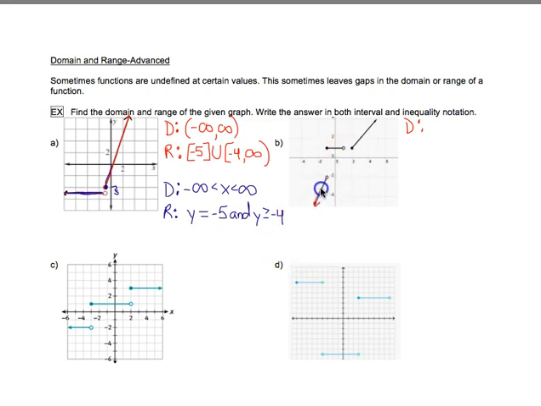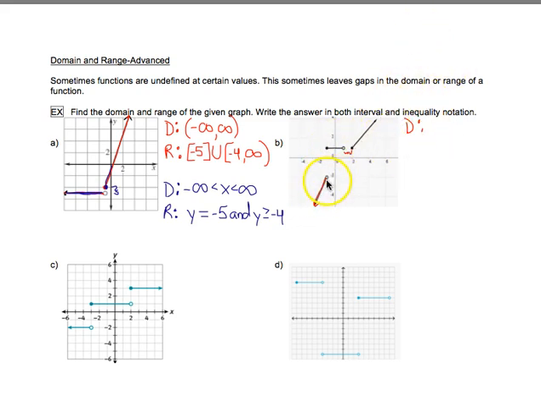As I continue, I've got a hole here at -1, but it picks back up here. So same value, I haven't skipped anything, that's a closed circle. Then I can keep tracing to the right until I get here. I've got a hole at 1, which means 1 is not included and there is a gap. So I have a domain gap here between 1 and 2. Then at 2, it picks back up and goes on forever.